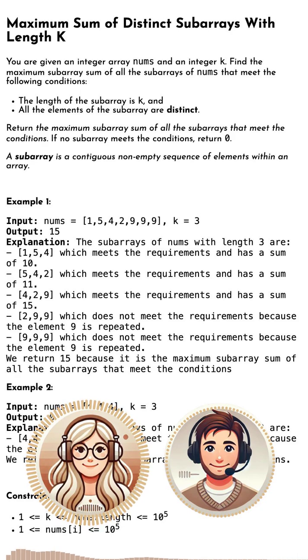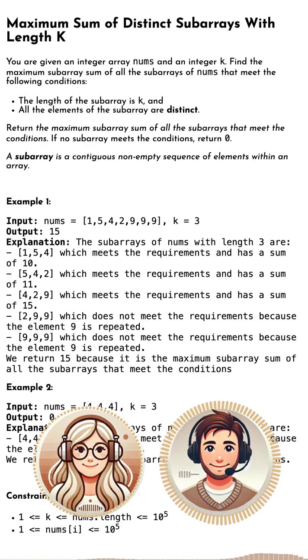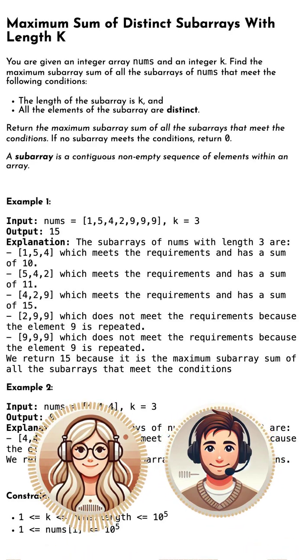Let's say we have a subarray that passes both tests: the right length and all the numbers are unique. Then we calculate its sum, and we keep track of the highest sum we come across. You're looking for the champion sum. But wouldn't that take ages, especially if the array is huge?